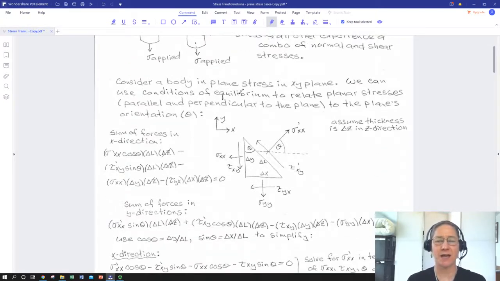So let's take a look at a small element, not quite differential yet. It's delta x, delta y, delta z, and it's located somewhere in a body to which we've applied some stresses. So we've got our delta y, delta z, delta x volume unit, and we put it in plane stress in the xy plane. And we're interested in the state of stress on this plane here.